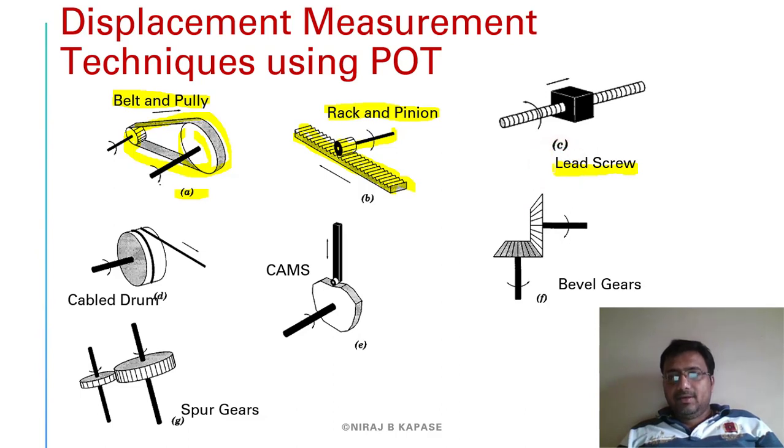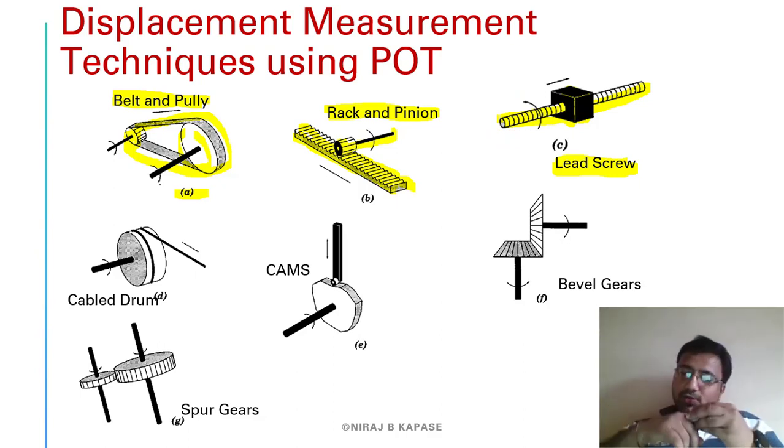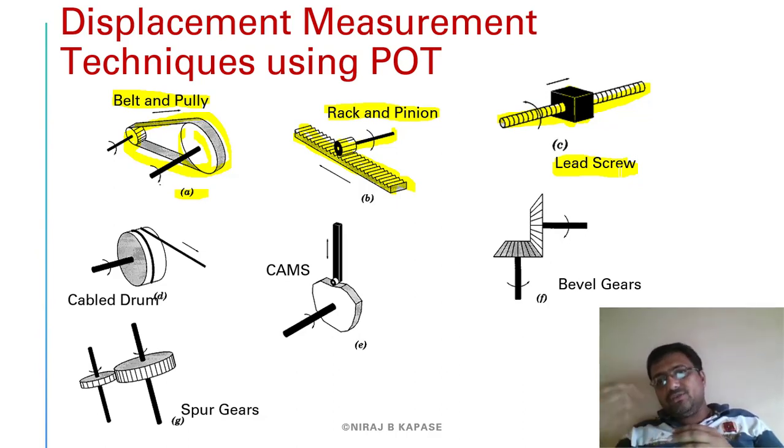Third is a lead screw method. In this lead screw type of method, the potentiometer is fixed in this particular box, and there is a lead screw type of screw available, with threads on the screw, and the screw is moving forward and backward. Depending on that, the resistance gets changed with the lead screw, and then we are going to measure this as well. So once the screw is rotated, it will get a displacement as well.